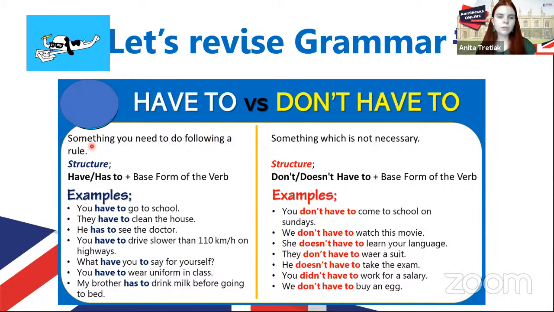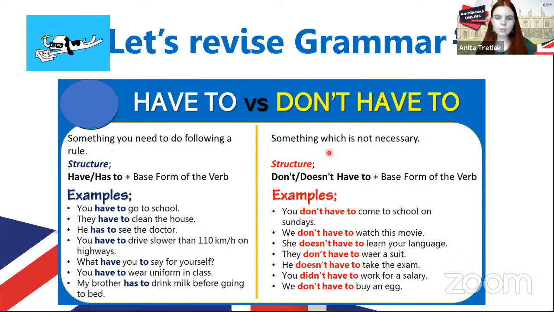So one more time, have to, something you need to do following a rule. I, we, you, they have to, he, she, it has to, and then plus base form of the verb. And on the other hand, we've got don't have to and something which is not necessary. So what does it mean, something which is not necessary? It means that if you don't do this, it's totally fine. Nothing changes. The world doesn't collapse and everything goes just the same way, and it's not necessary.